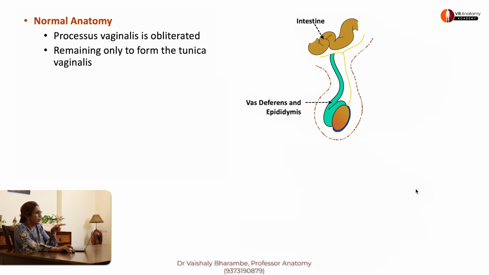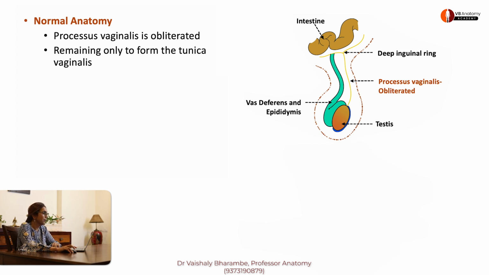So here you are looking at a normal condition. The intestines are in the abdominal cavity. Processus vaginalis is obliterated. Here's the testes in the scrotum. This is a nicely obliterated processus vaginalis. Normal anatomy. Now, the processus is obliterated till the deep ring as it should be, and this is the tunica vaginalis sac, which is the distal remnant of processus vaginalis.